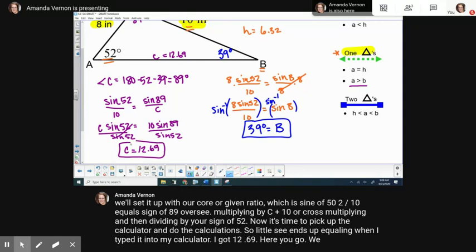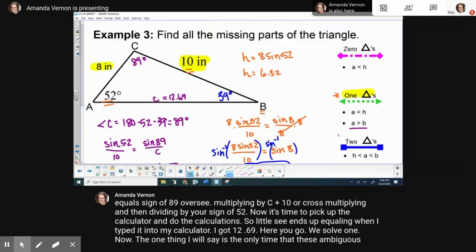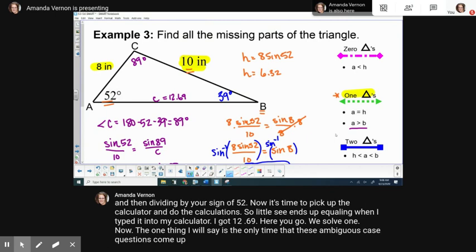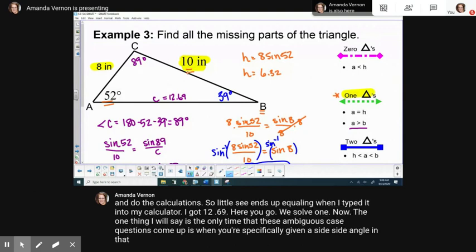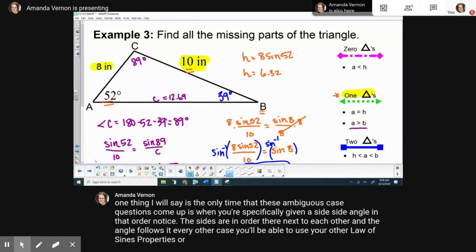Now, the one thing I will say is the only time that these ambiguous case questions come up is when you're specifically given a side-side angle in that order. Notice the sides are in order, they're next to each other, and the angle follows it. Every other case, you'll be able to use your other law of sines properties or potentially your law of cosines, which we haven't learned yet.